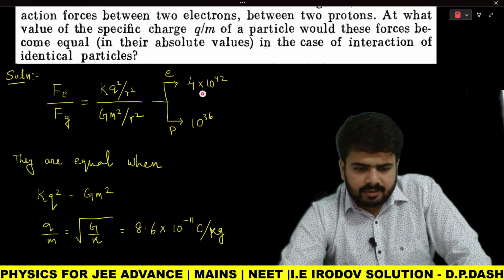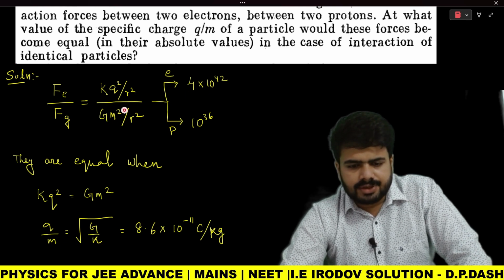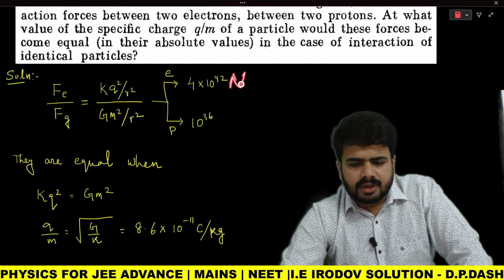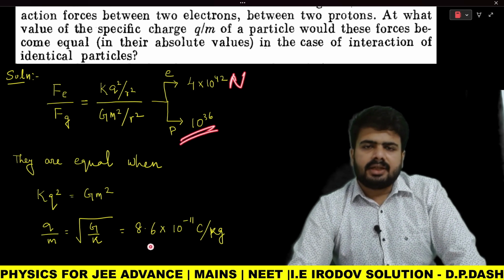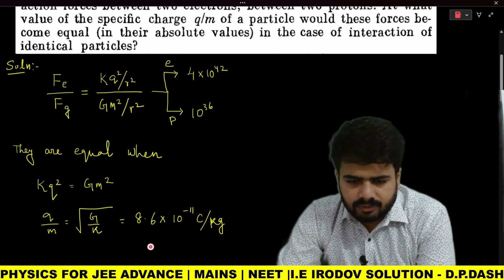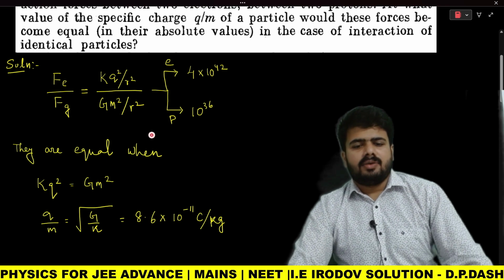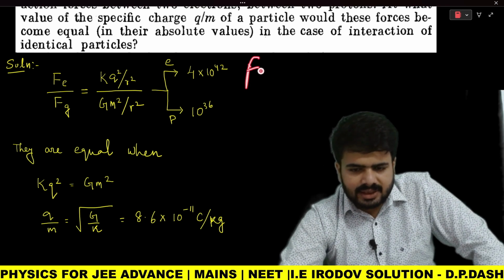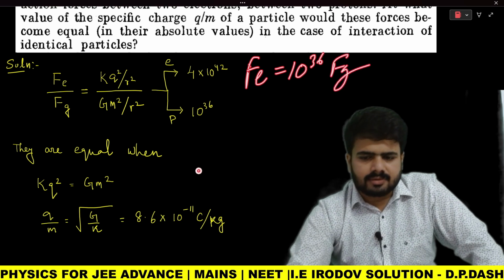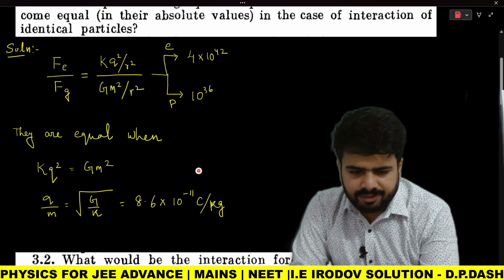So if you substitute q and m for the electron, you are going to get 4 into 10 to the power 42. Similarly for the proton, you are going to get 10 to the power 36. This is the ratio we are getting. Now you can compare: the electrostatic force is 10 to the power 36 times that of the gravitational force. Such a large amount of force in comparison to gravitational force.